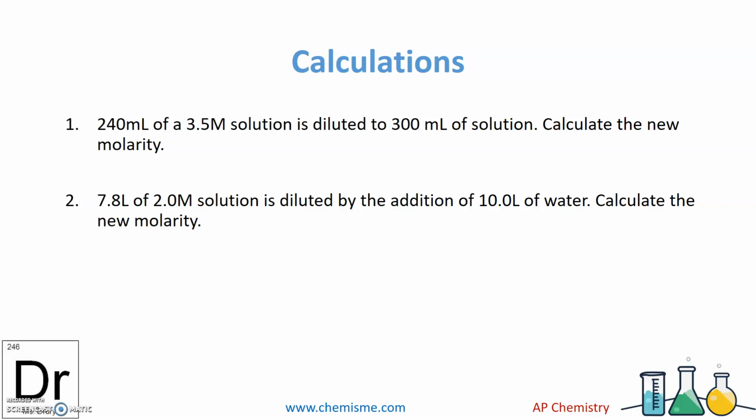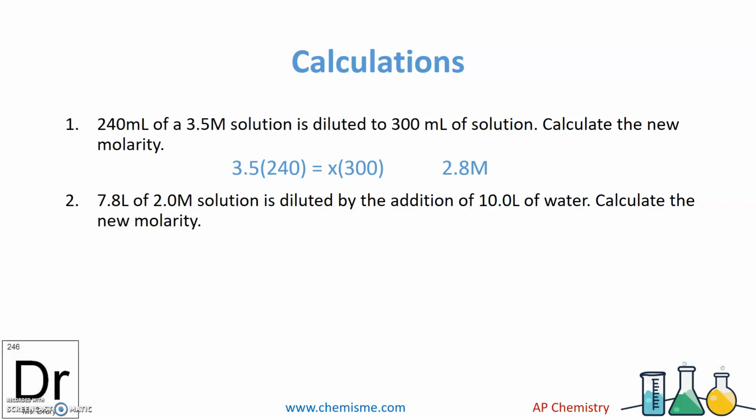But the quicker way is to use the M1V1, and with the V, you can use any volume you want. It doesn't have to be liters, so it's really convenient. So I just do 3.5 M and 240 milliliters, or V1, equals the unknown M, molarity, and the 300 milliliters, again, the V2. And then I can just multiply 3.5 by 240 divided by 300. We get 2.8 molar, and as predicted, the molarity has decreased because we added water.